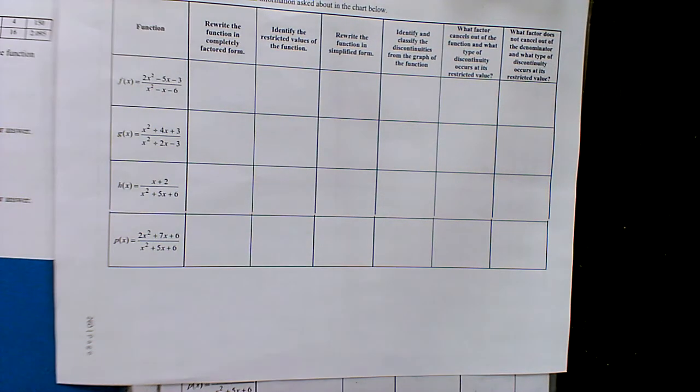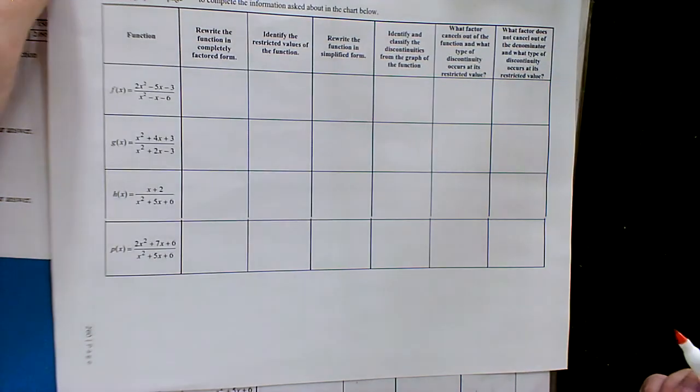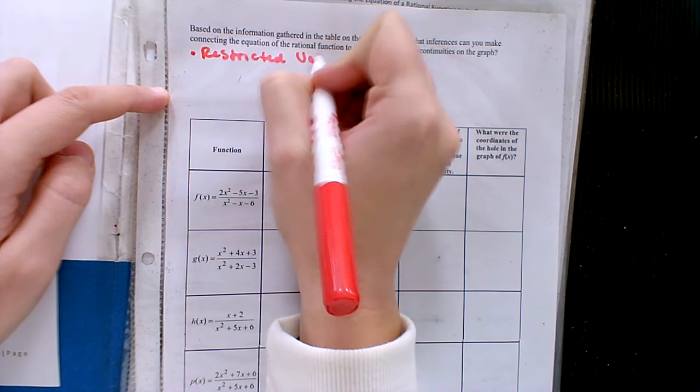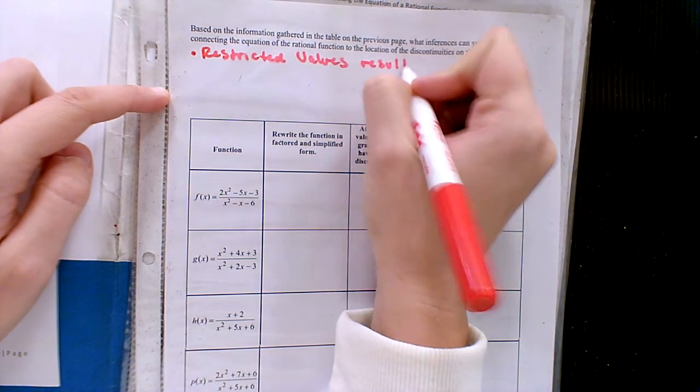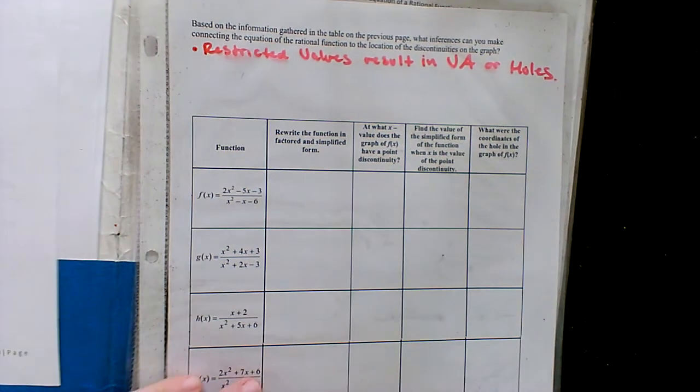We're going to write those down on the next page. Basically, did we notice any patterns within this table? Good, Grace. Where? The restricted values. Okay, so restricted values result in vertical asymptotes or holes.